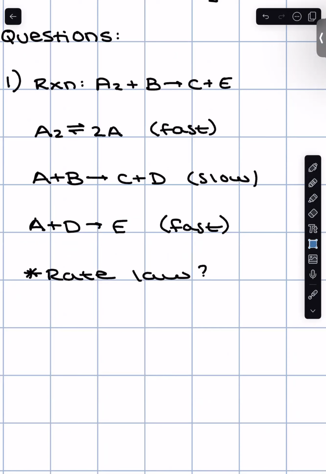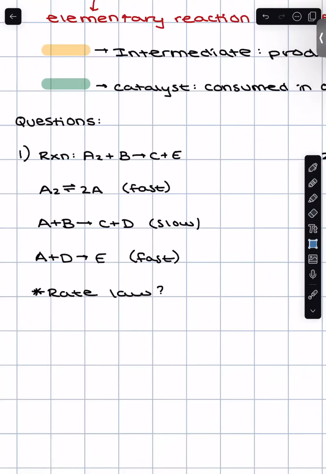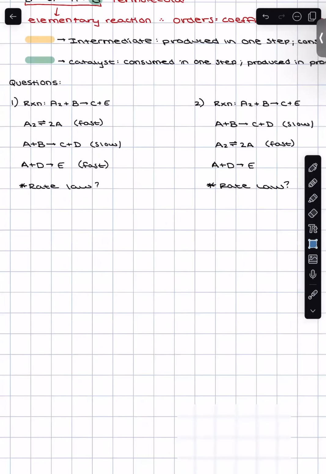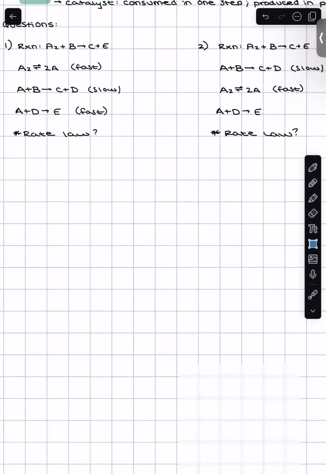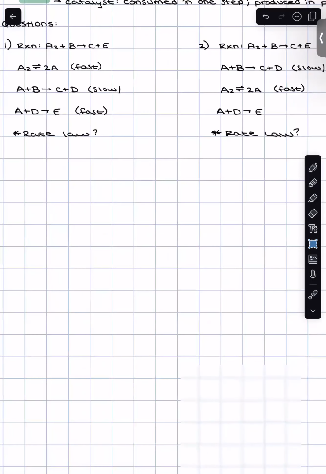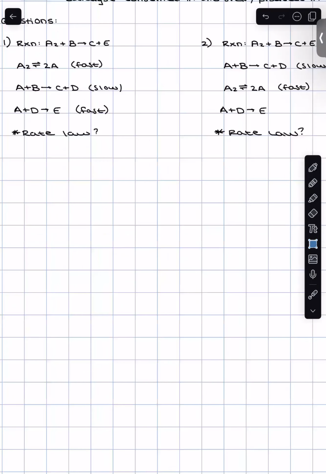I would almost bet money that you're going to have to do this tomorrow, and then we will go over it step by step. And I'm actually going to widen it because I have two problems here. Both of these, I need you to find the rate laws. Okay. So I'll give you a few minutes to do that, and then we'll go over it.